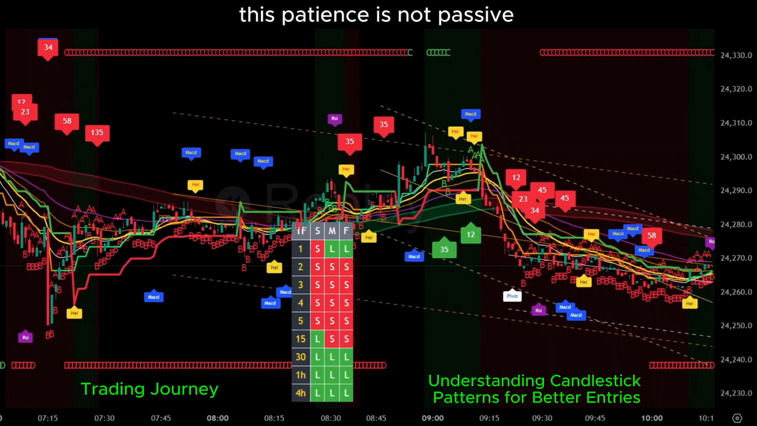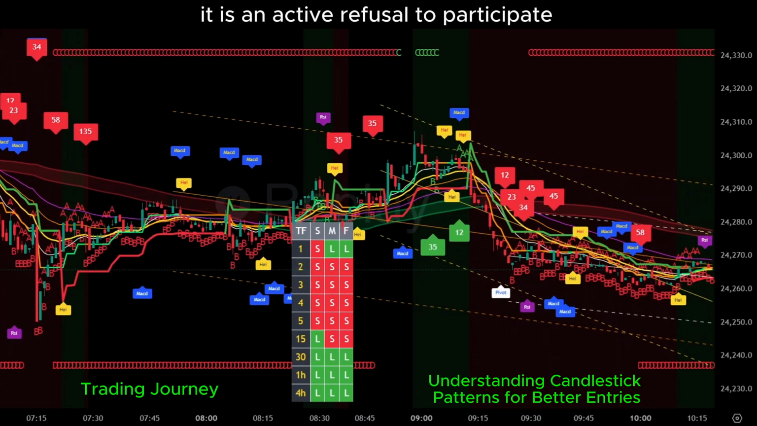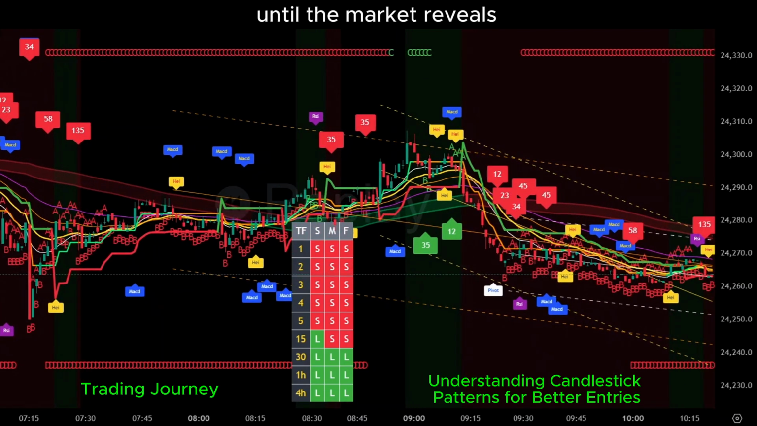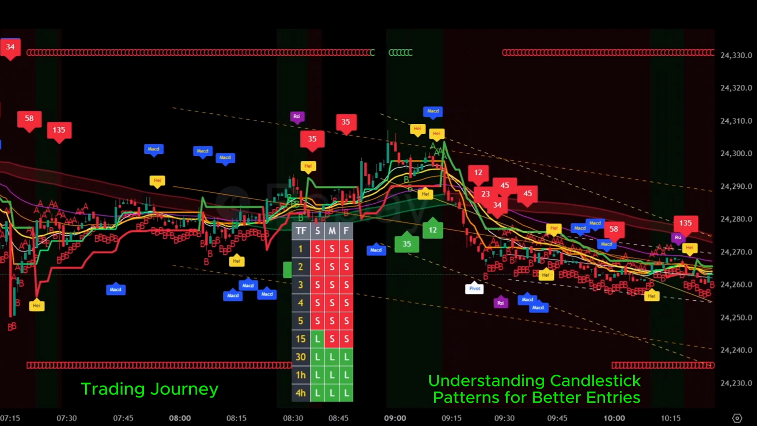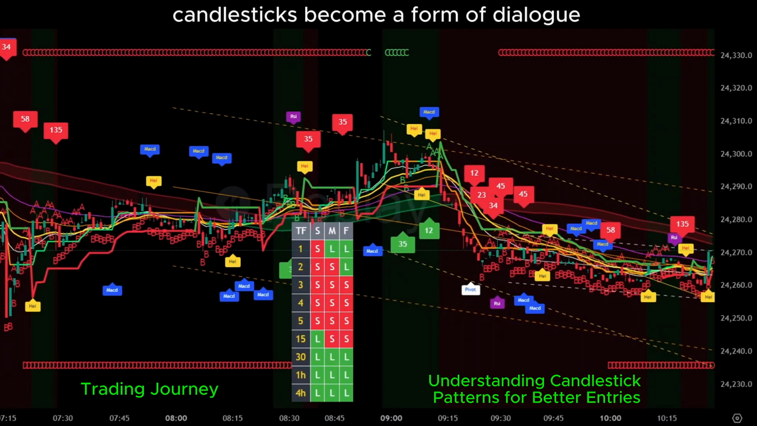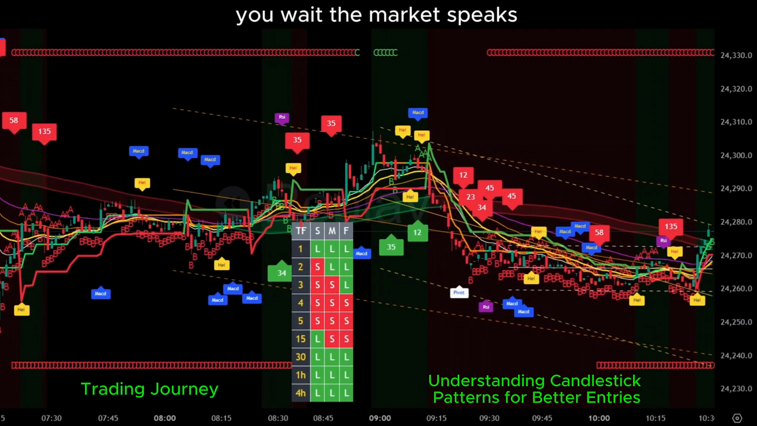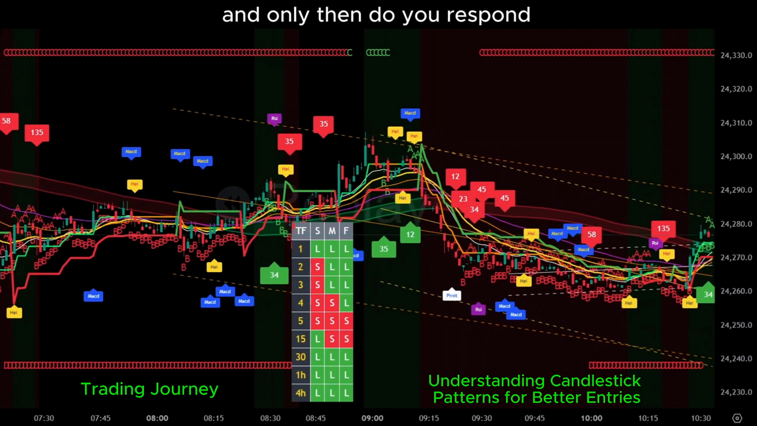This patience is not passive. It is an active refusal to participate until the market reveals enough information to justify risk. Candlesticks become a form of dialogue. You wait, the market speaks, and only then do you respond.